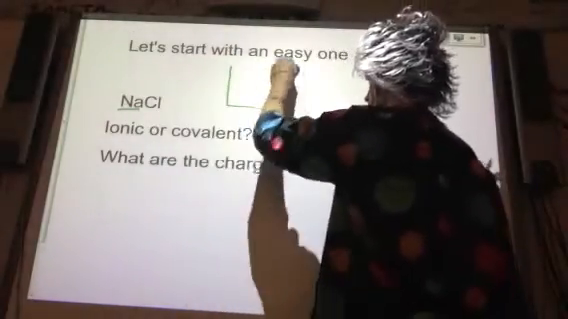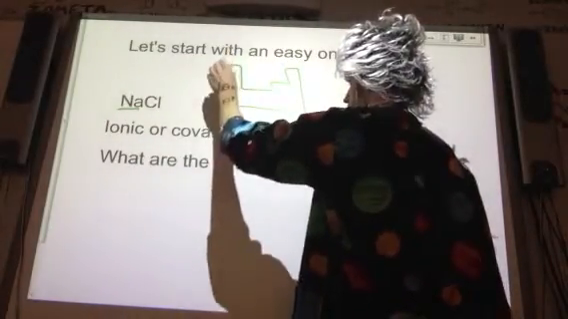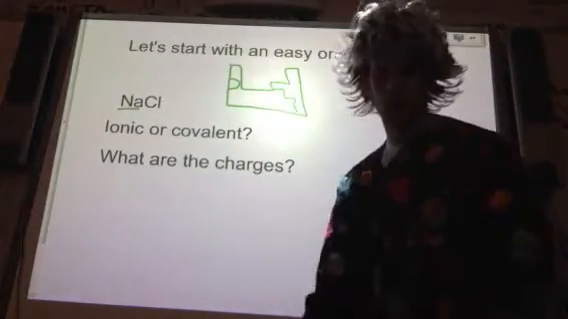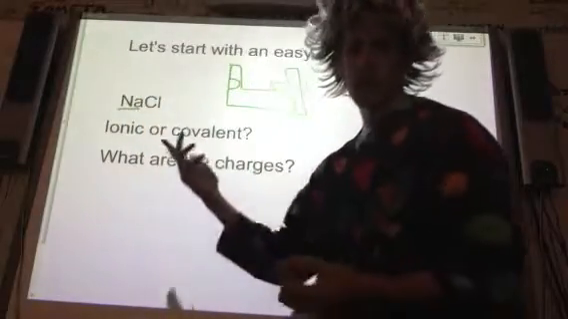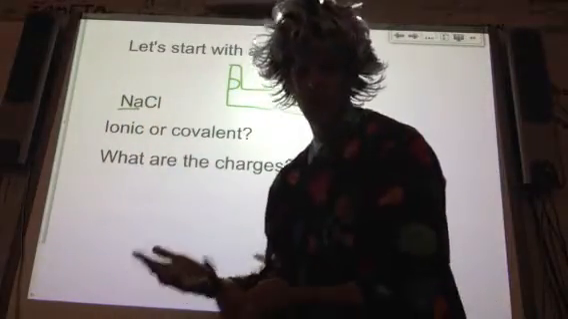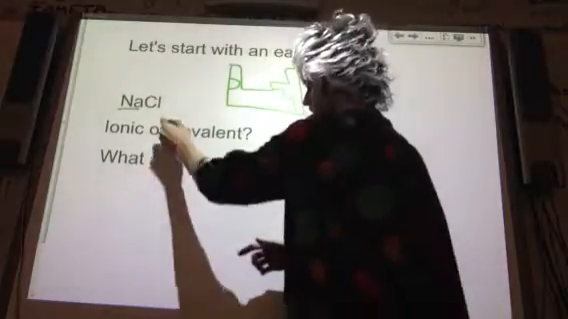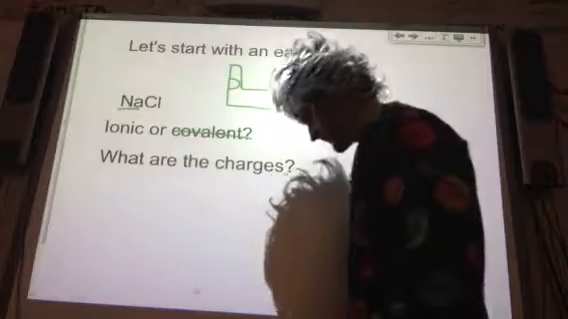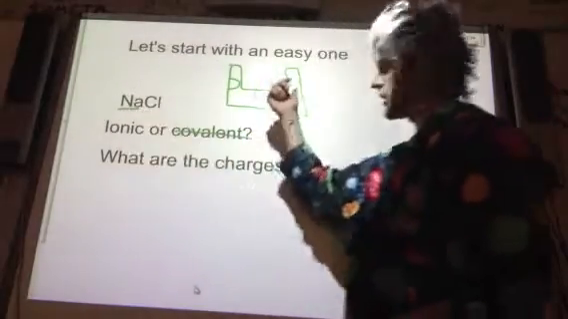Na was right here. Remember the staircase? Everything over here is metal. Metal. Okay? So we have a metal. It doesn't automatically make it ionic, but it definitely rules out this one. And since I asked the question, it's got to be ionic. Alright? Metal, chlorine's over here, non-metal.